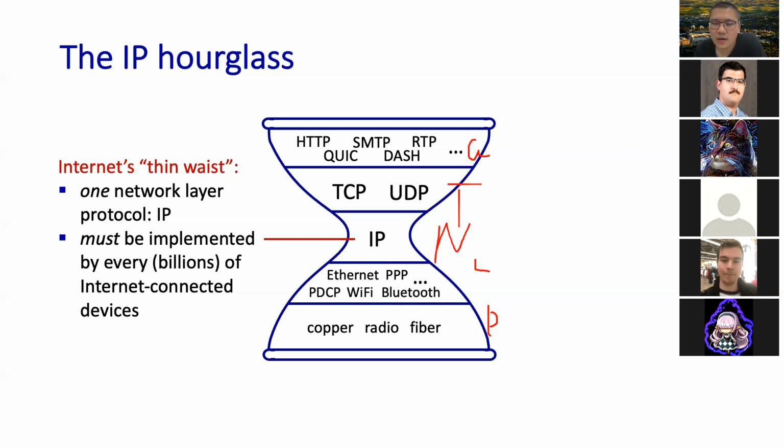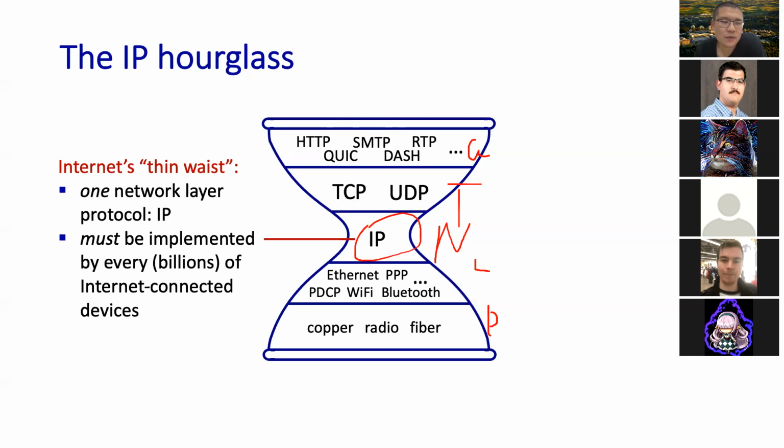Okay, so you can see when data is transmitted through the four layers, these four layers are visualized. You can see the shape of the hourglass as this one. So this is the thin waist part of this diagram, and all the datagrams have to pass through this layer. No matter what you define for the other protocols, other layers, this IP layer is something you must go through. So it must be implemented by billions of internet connected devices.